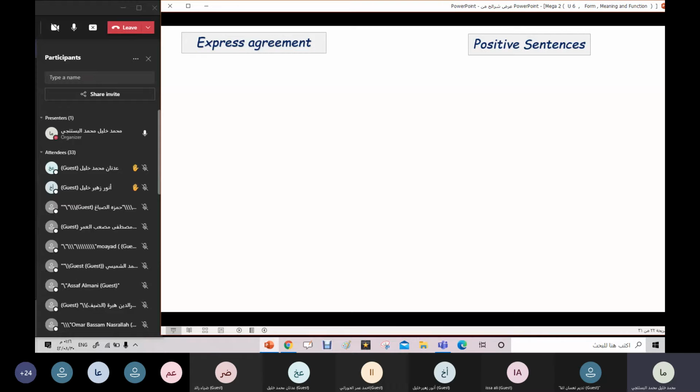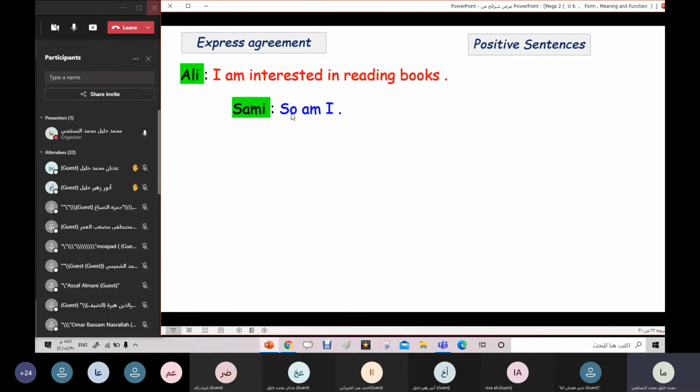Okay, now we are going to move to the last subject, expressing agreement with positive sentences. Look at the sentence. Ali says, I am interested in reading books. Now you want to agree with him, to say that you are also interested in reading. How can you express agreement? We use so with positive sentences, and the auxiliary and the subject. So am I. Sami says, so am I.